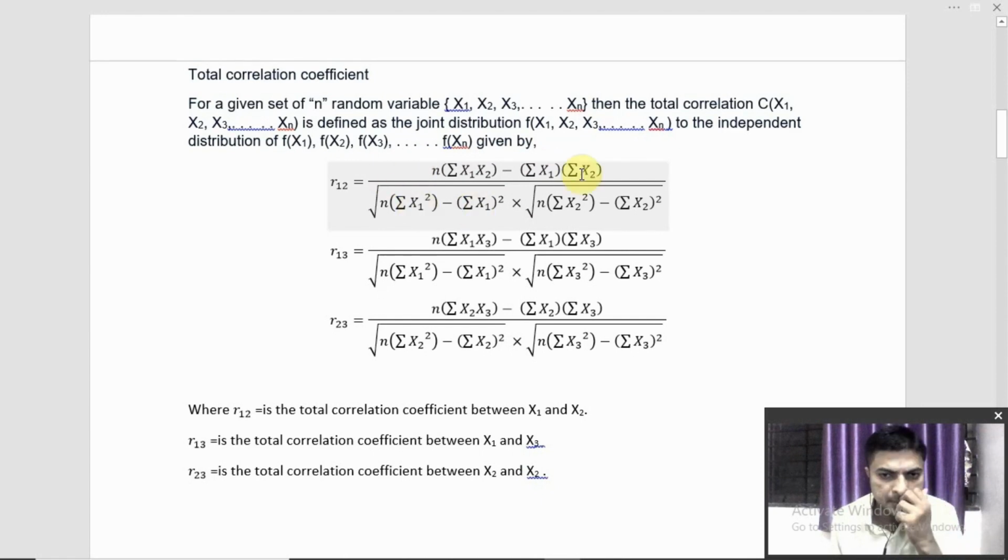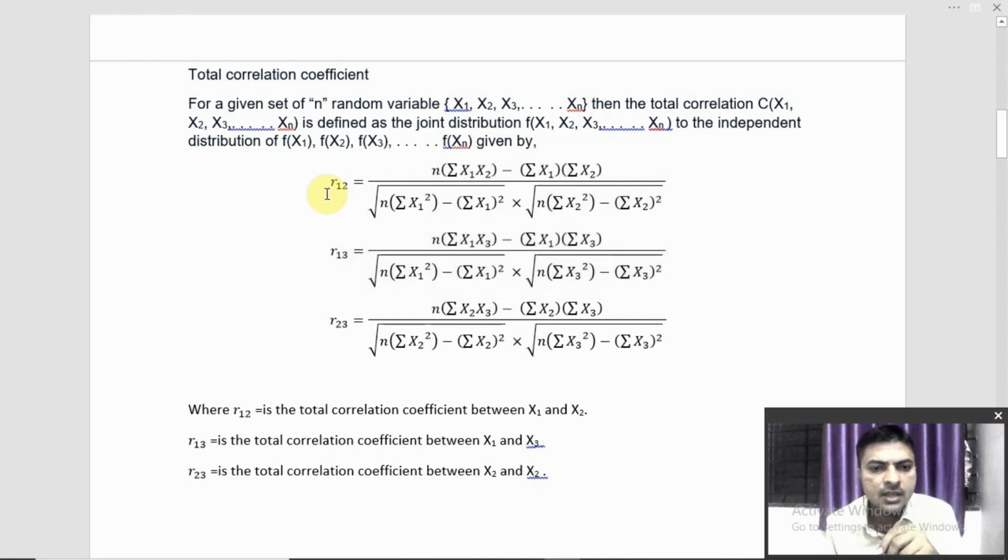Yes, friends, please remember this formula. R12 is equal to n into summation x1 x2 minus summation x1 summation x2, divided by square root of n summation x1 square minus summation x1 the whole square, into square root of n summation x2 square minus summation x2 the whole square.